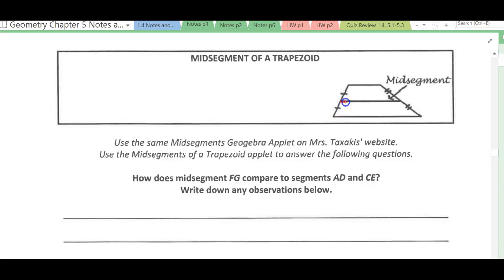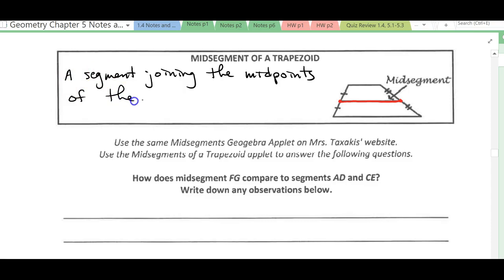We can see the mid-segment drawn in right here, and we can see that it connects the midpoint of this leg on the left and the midpoint of this leg on the right. We know it's a midpoint because we can see from the tick marks. So this is a segment joining the midpoints of the legs of a trapezoid.